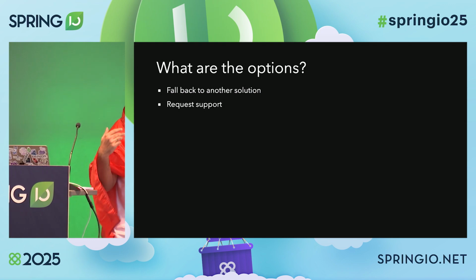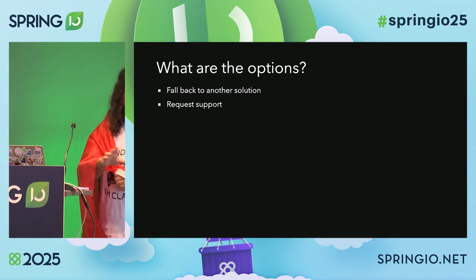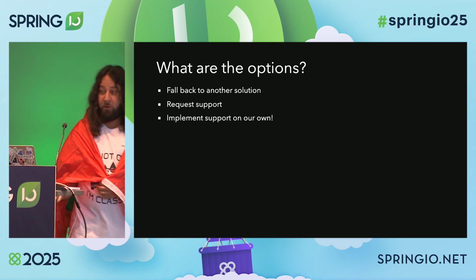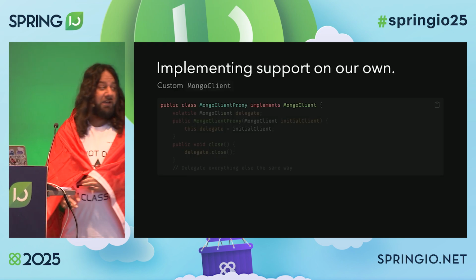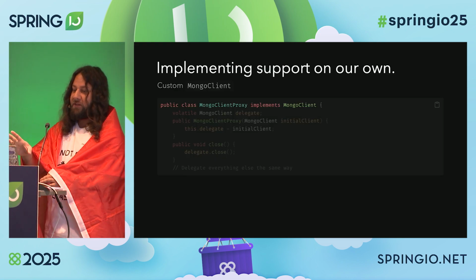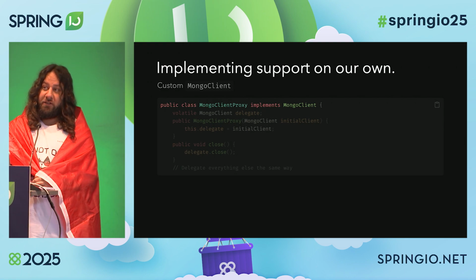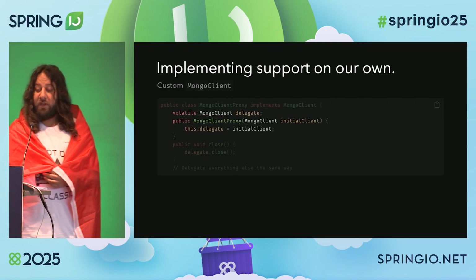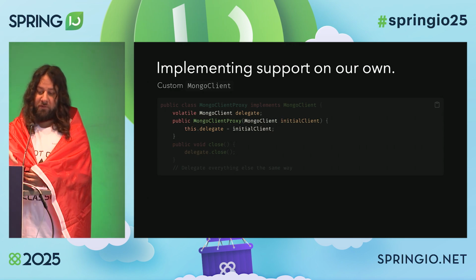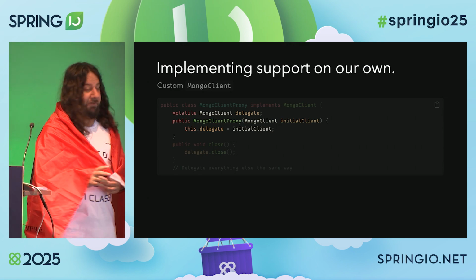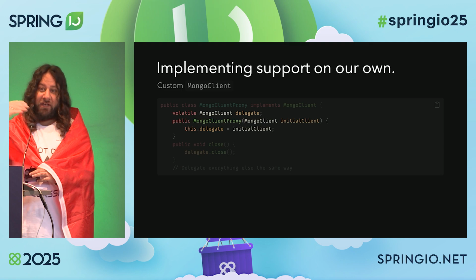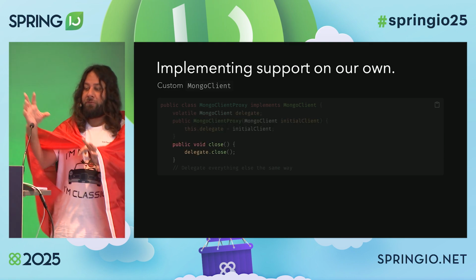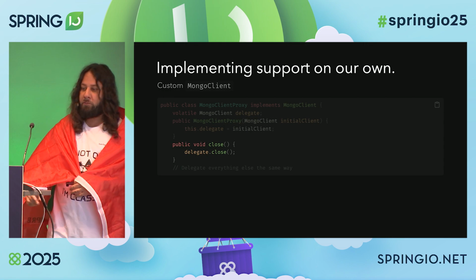We can request support from the Spring team. They will be happy to get some of your money for this to be implemented. Or we can implement support on our own, which is not that complicated. Let me quickly run through it. Luckily, Mongo client is just an interface, so we can implement this interface. And we will have our delegate field here that can be rewritten by something else. And we will delegate all the functions of the real Mongo client to our Mongo client proxy.